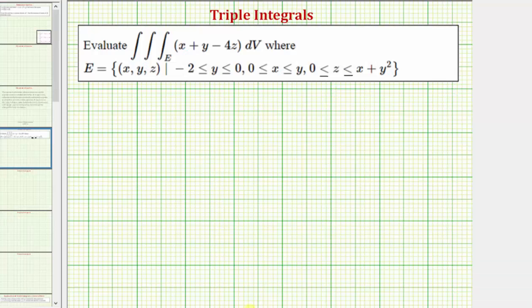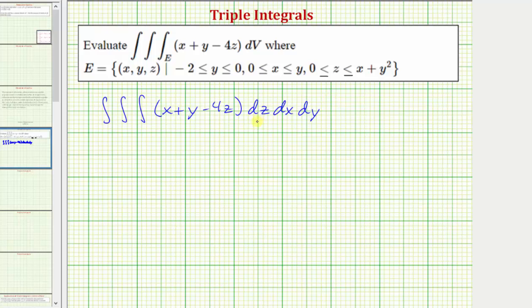So going back to our work, notice how z is defined in terms of x and y, x is defined in terms of y, and y is defined in terms of constants, which means we'll use the order of integration given by dz, dx, dy. So we have the given triple integral, where the integrand function is x plus y minus 4z, and for the differential dV, we're going to use dz, dx, dy.